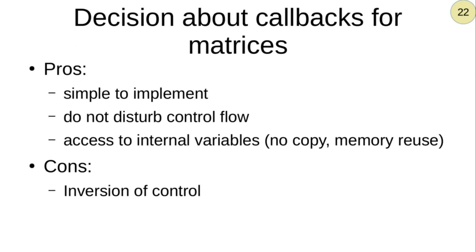And of course, this approach does not disturb the control flow. When you implement the API, you can just place the callback invocation in the proper place and not change your code significantly. Of course, the negative side of this approach is the inversion of control. The code that uses the ASI API is not so straightforward anymore, but that's the cost of efficiency.